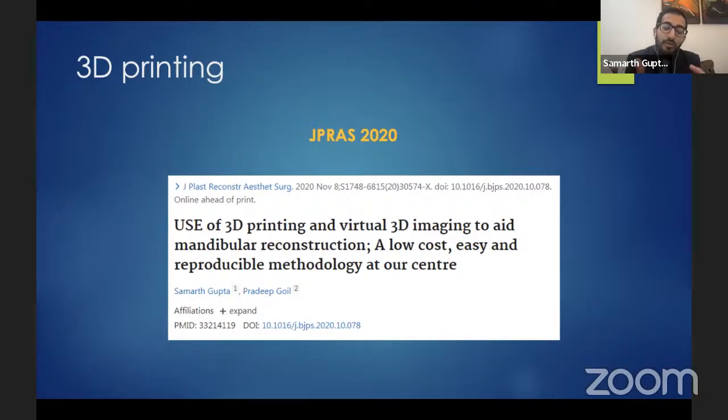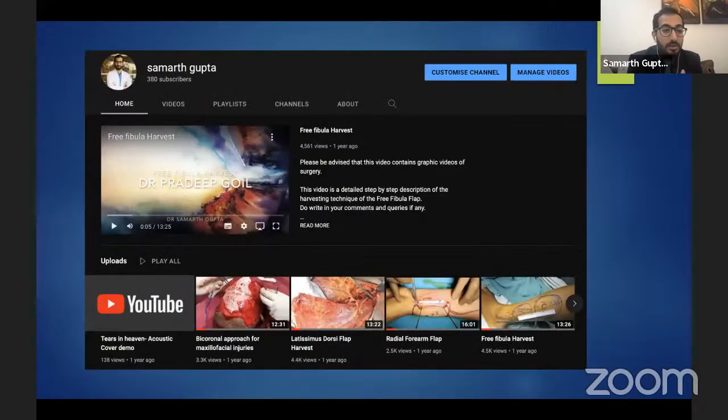Basically, it describes how you can make this particular technology low cost, easy, and reproducible for a center like ours, a government center. You can also check out the videos of how to harvest free fibula flaps. We have an entire series of this on the channel that is presented in this slide. Go to this YouTube channel and check out how this flap is harvested in a step-by-step manner, describing the technique of free fibula flap.